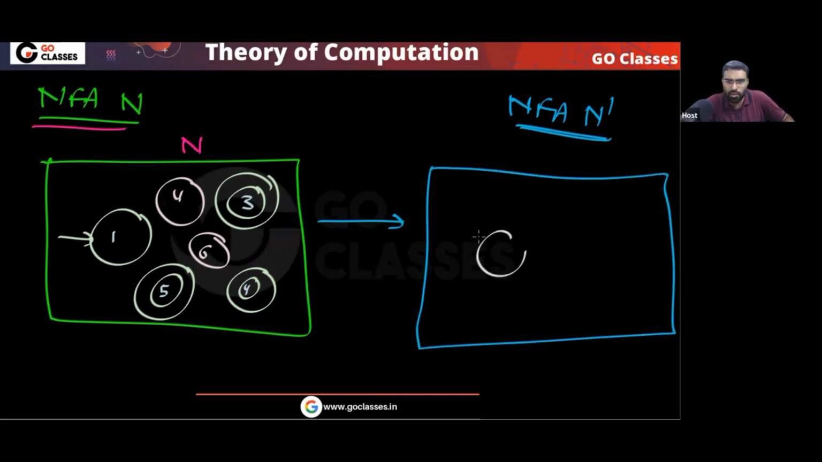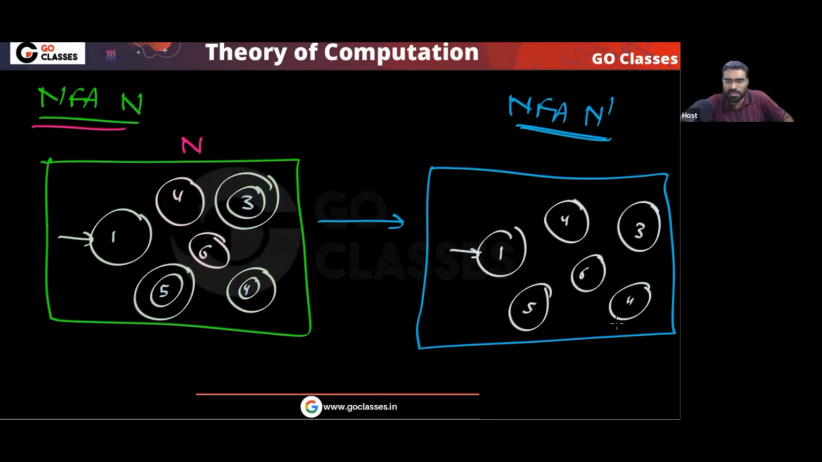I am going to use the same NFA and change nothing. But from all these previous final states, I will make a null move to a new state. I will make a null move from all these previous final states and go to this new state.